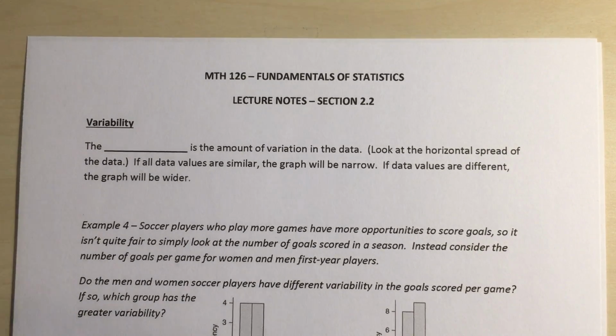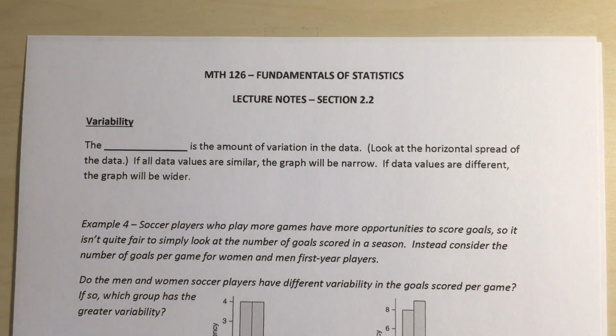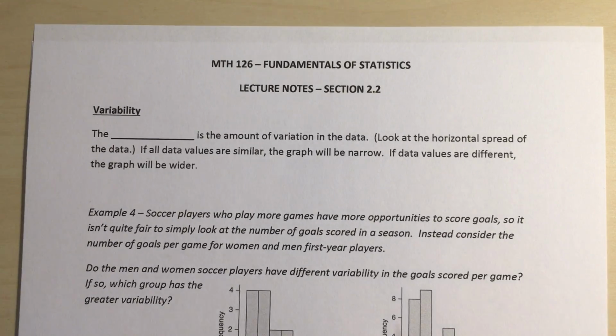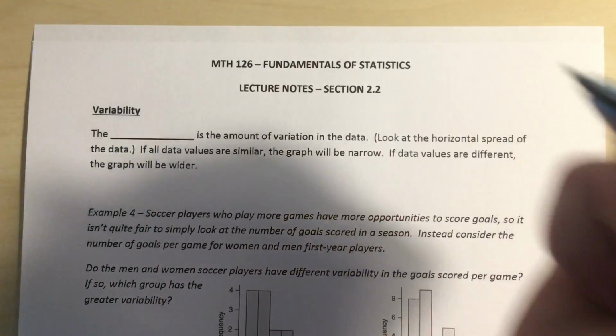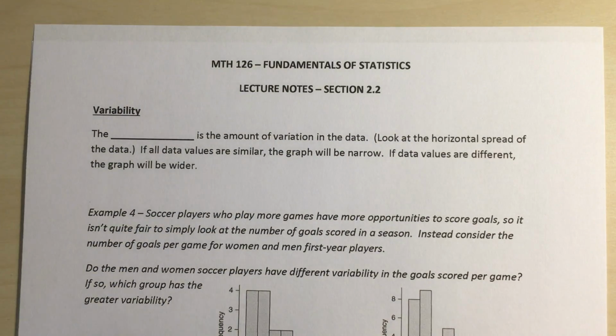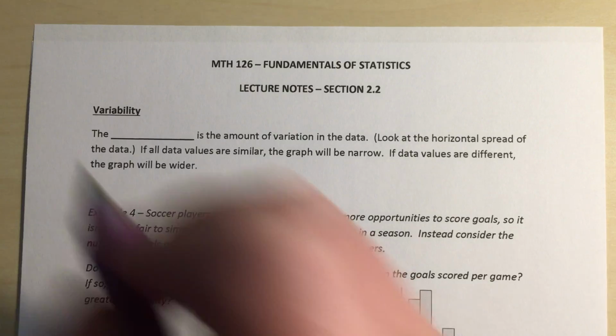Right. So the last thing that we have to talk about in section 2.2 then is variability. Variability is the spread. The variability is the amount of spread, the amount of variation in the data.